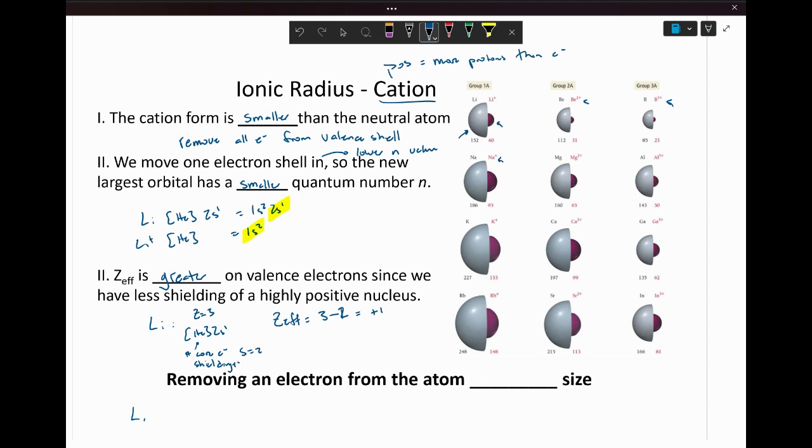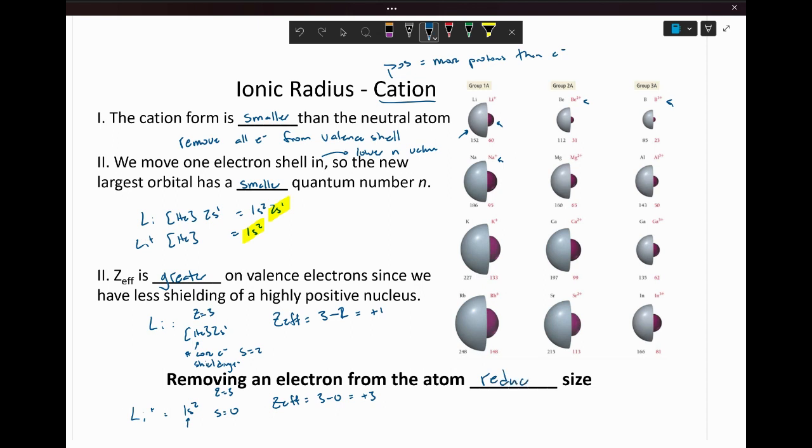If we look at lithium plus, that just has the configuration 1s2, and so its Z value is the same. Lithium still has 3 protons, but now we don't have any core electrons because the only electrons are in the 1s orbital, so there's no shielding. So now we have a Z effective of 3 minus 0, so you have +3. Those new valence electrons in the 1s orbital are getting to feel the full nuclear charge. So, in short, removing an electron from the atom reduces its size.